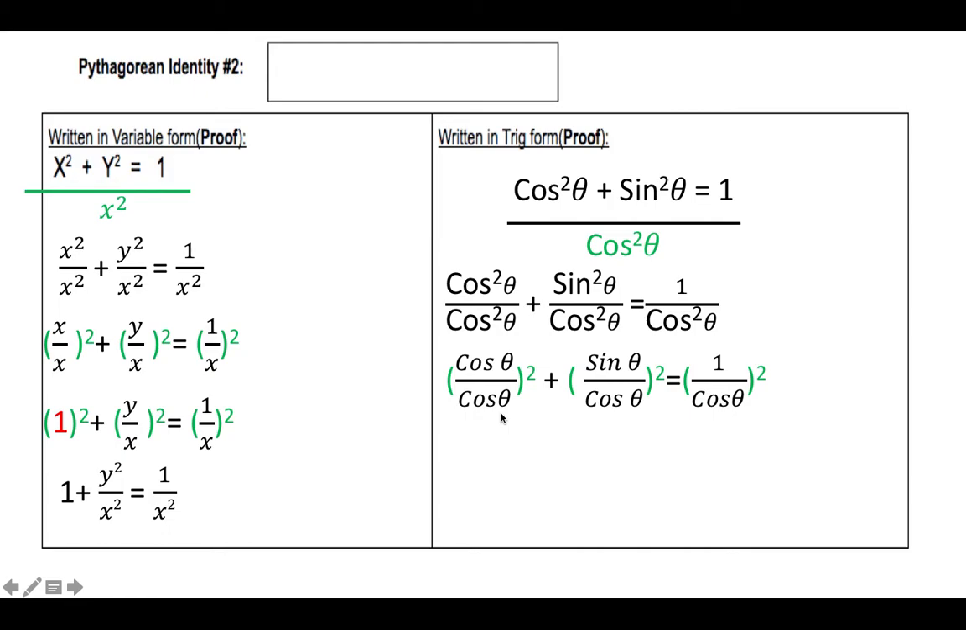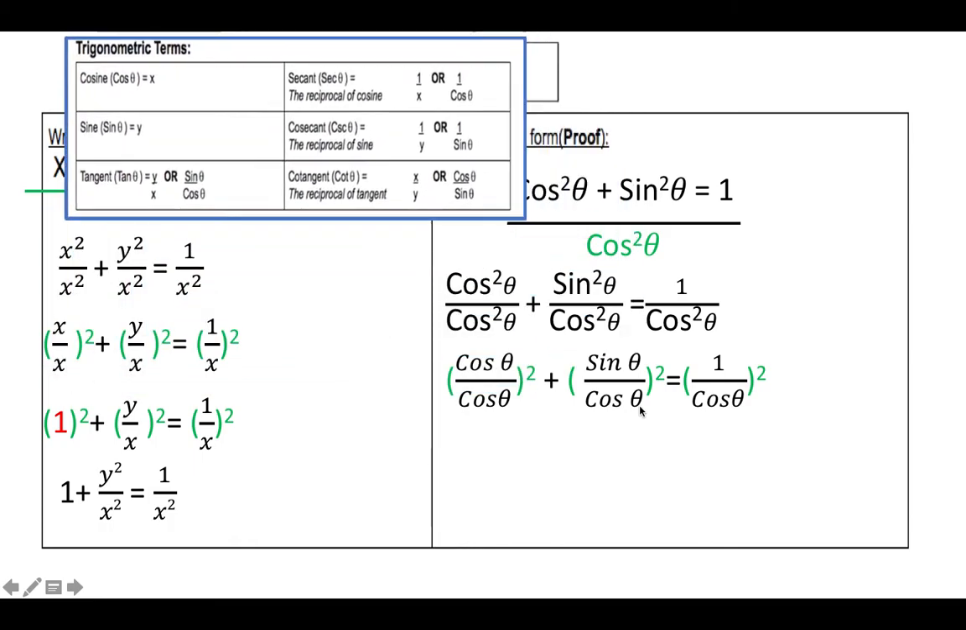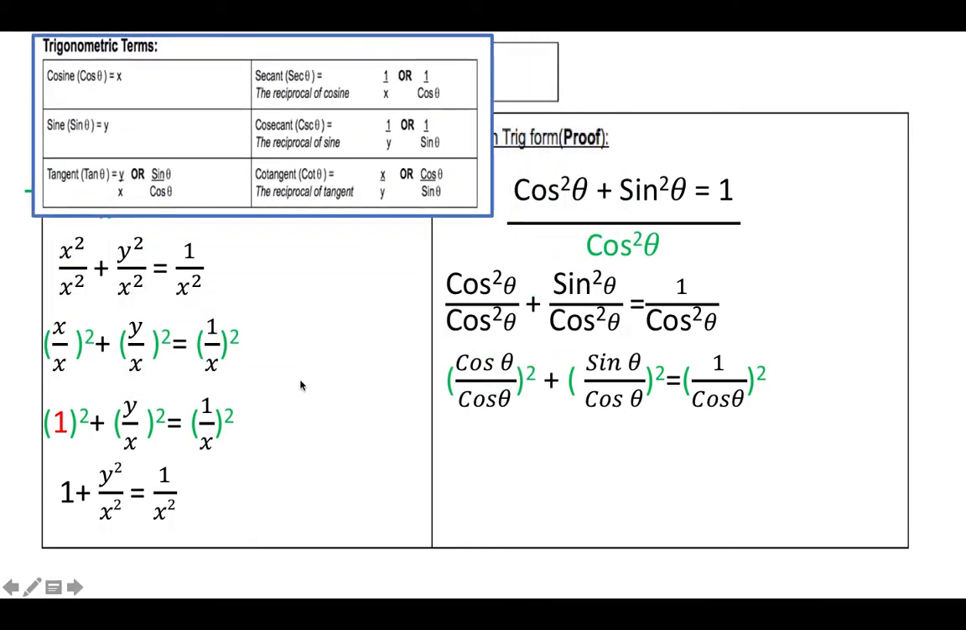Cosine over cosine. Remember, anything divided by itself is equal to 1. So this for sure is going to become 1. Sine over cosine, well, I think I remember if I look at my organizer right here, if you guys look at the top of your paper, sine over cosine is defined as tangent. This right here is going to become tangent in a second. 1 over cosine, let me look back to my organizer, 1 over cosine is defined as secant. This part right here will become secant.